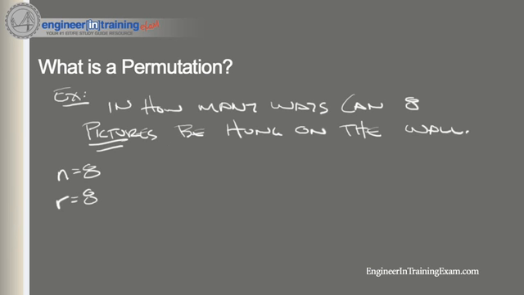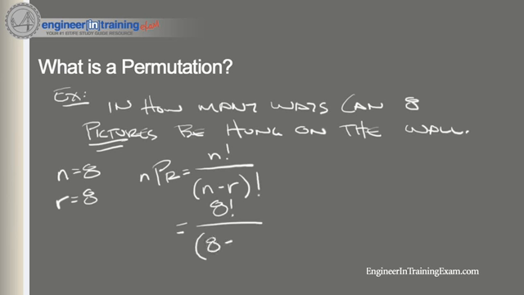Taking our permutations equation that we defined before, we have n factorial divided by n minus r factorial. And all we need to do is plug in the values for this specific problem. We have 8 objects, so n is going to equal 8, and we want to hang all 8 of them on the wall at the same time, so r equals 8.